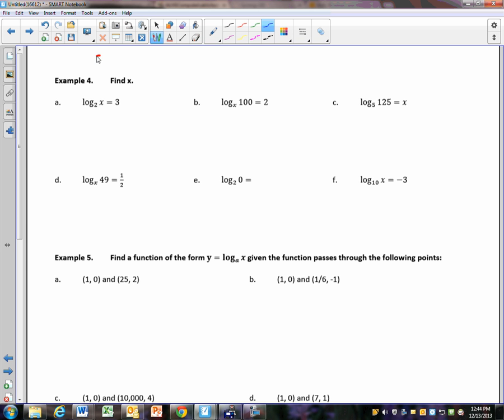Now we're going to write the logarithms as exponential expressions in order to find a missing variable. In this case, we're going to find x. So log base 2 of x equals 3. I'm going to rewrite it. What's my base? What's my exponent? So 2 to the third is equal to x. So x is equal to 8.